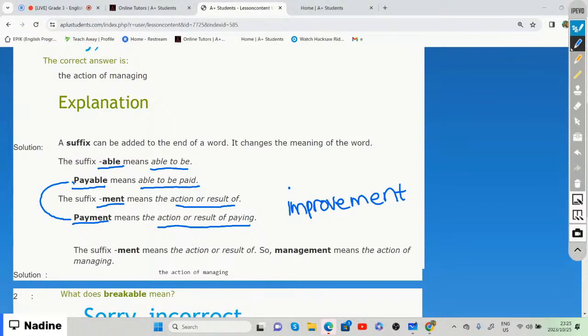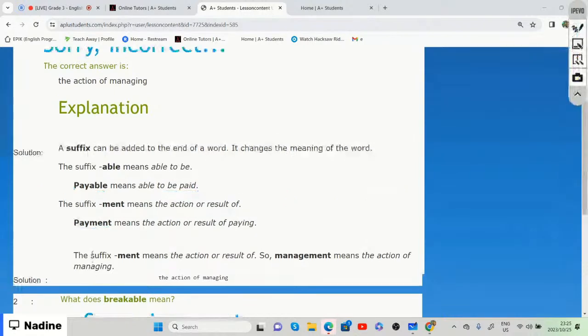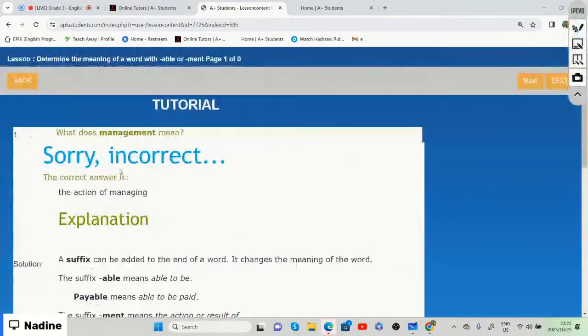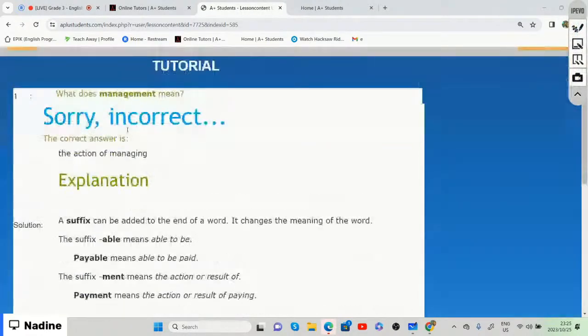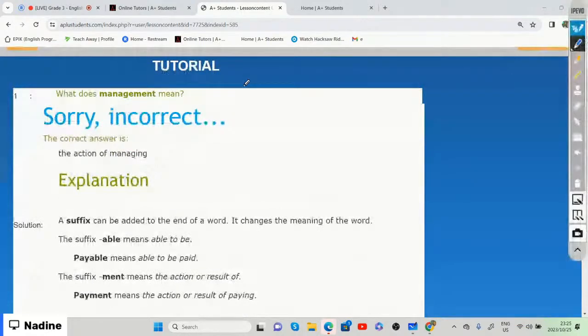All right, so now we're going to move along and look at certain activities. It says, what does management mean? This is where you need to know the meaning of the suffix. The suffix ment is the action or result of. So management.